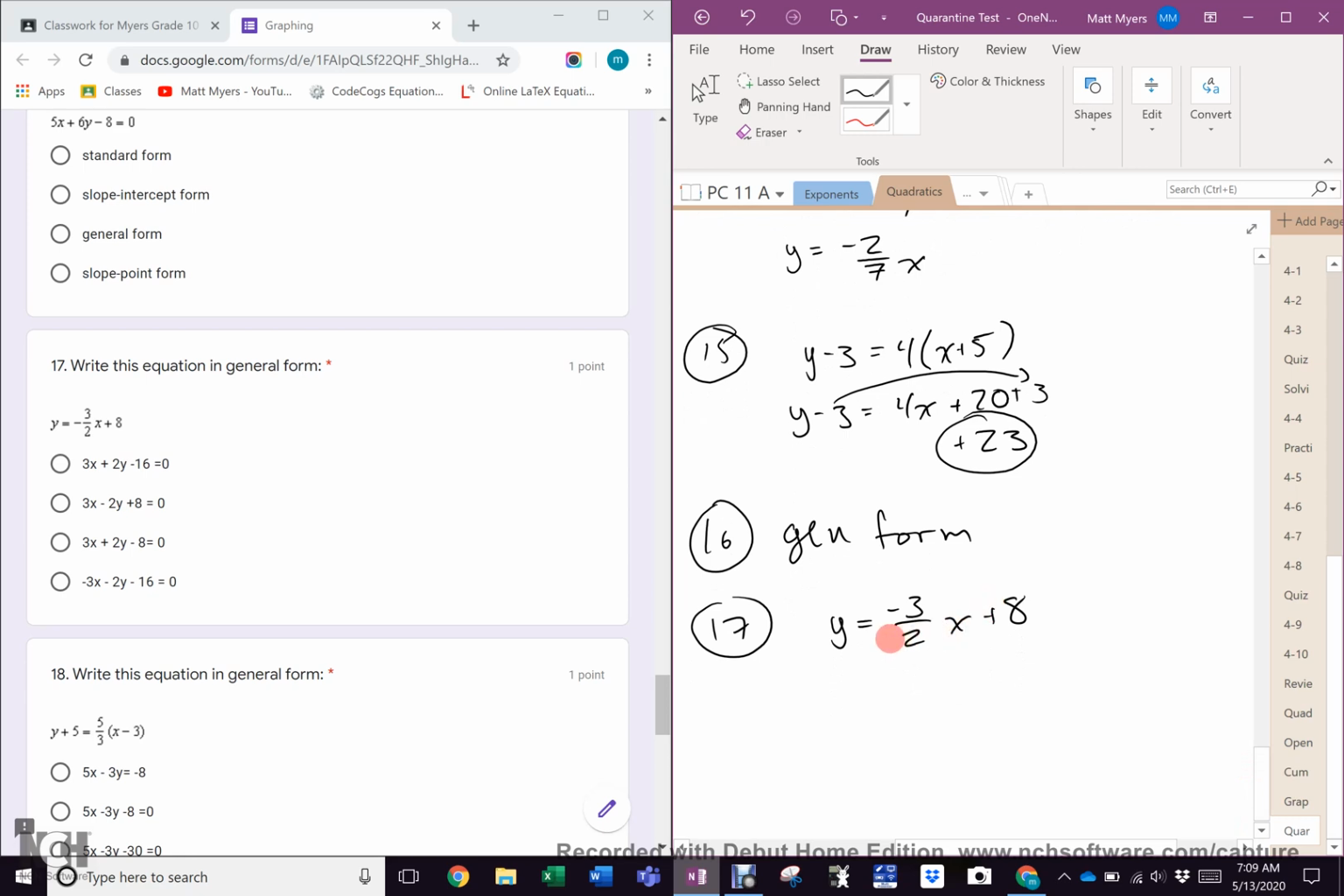So the first thing I do is multiply everything by 2 to get rid of the fraction. So I have 2y equals negative 3x plus 16. x has to be positive, so I bring it over here: 3x plus 2y. 16 was positive, but when I bring it over here, it becomes negative.